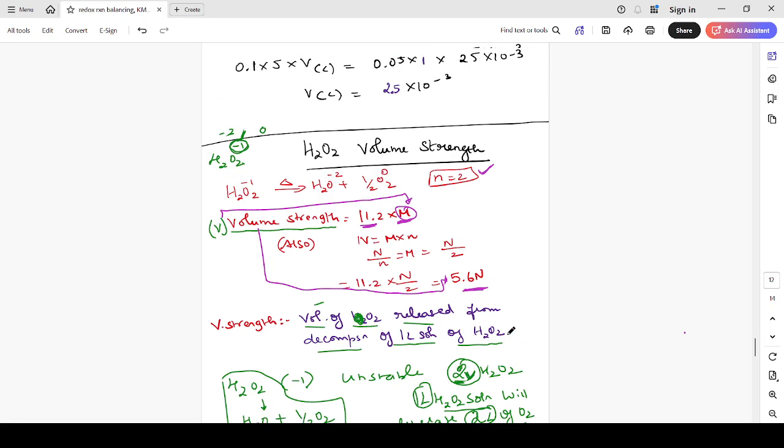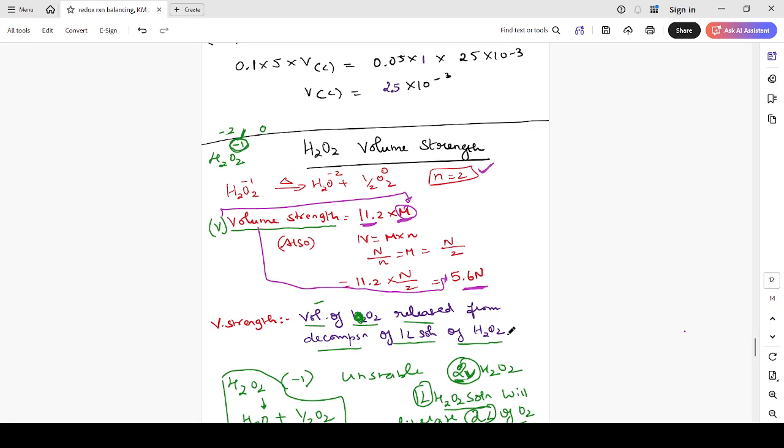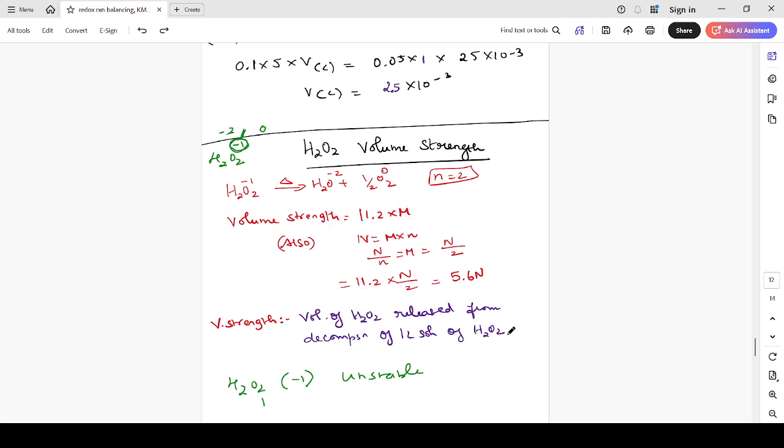Mritula, we just now started with hydrogen peroxide volume strength. How do you describe the concentration of hydrogen peroxide? Just like molarity, normality terms. Okay, Mritula? Yes, ma'am.